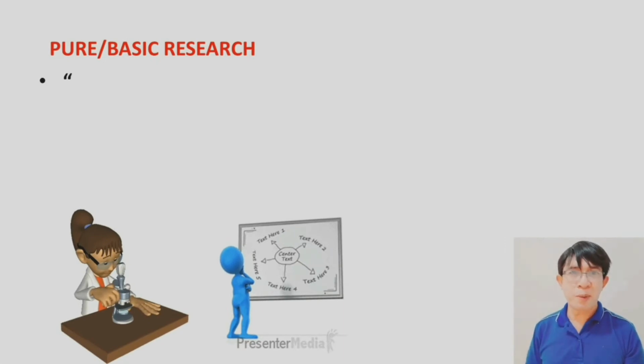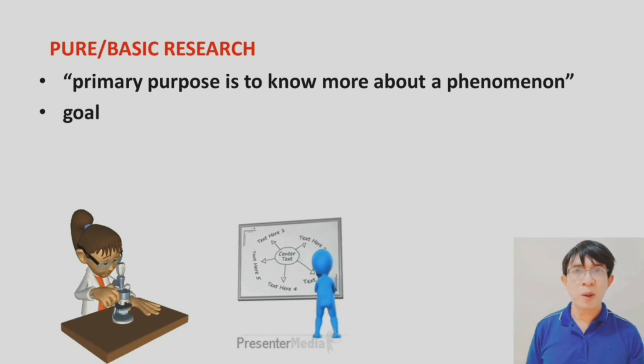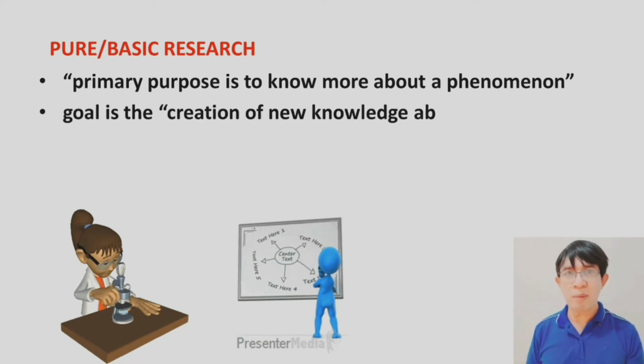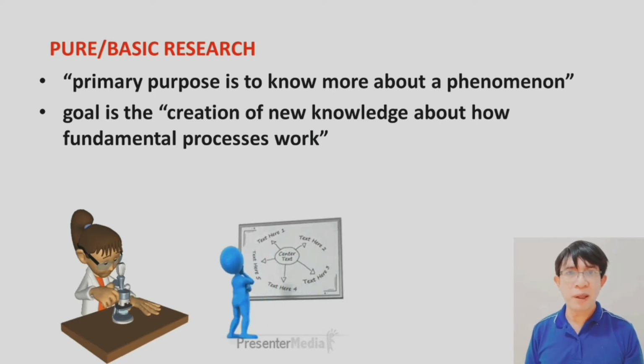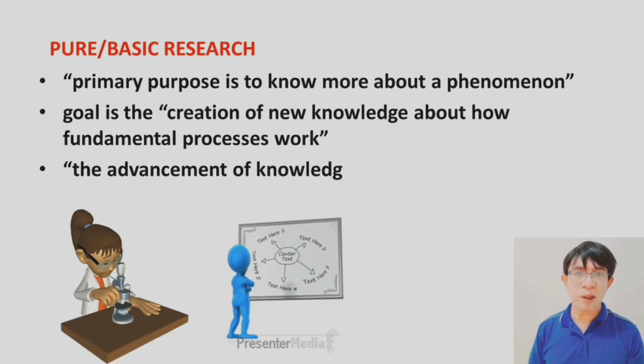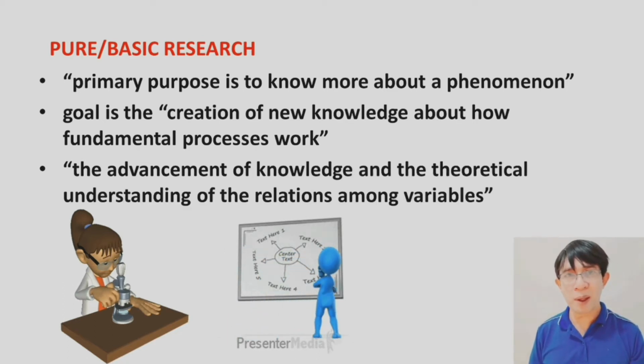Pure research's primary purpose is to know more about a phenomenon. Its goal is the creation of new knowledge about how fundamental processes work. For Glenn, pure or basic research is intended for the advancement of knowledge and the theoretical understanding of the relations among variables.